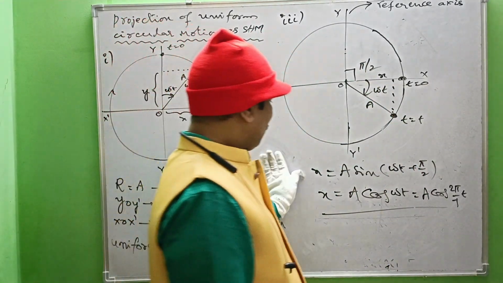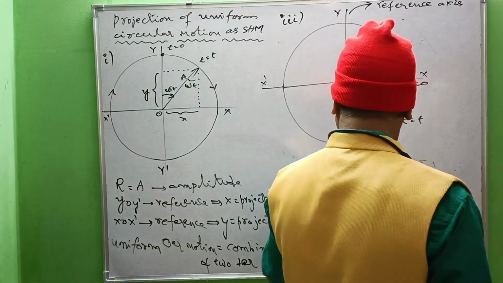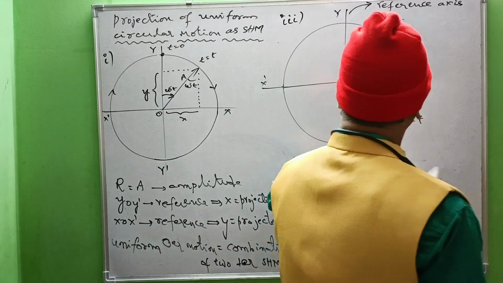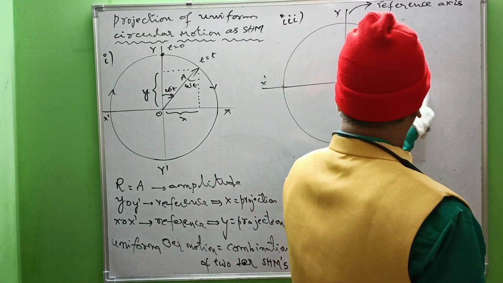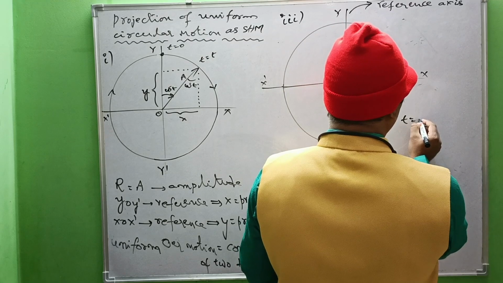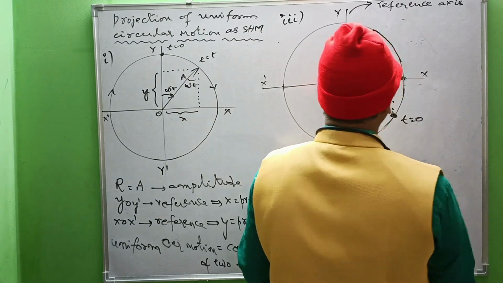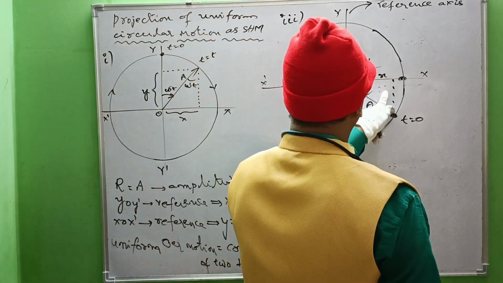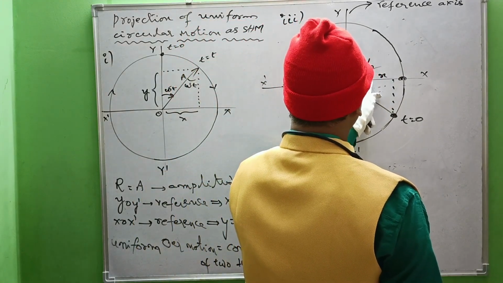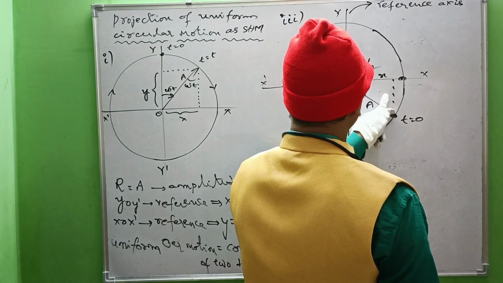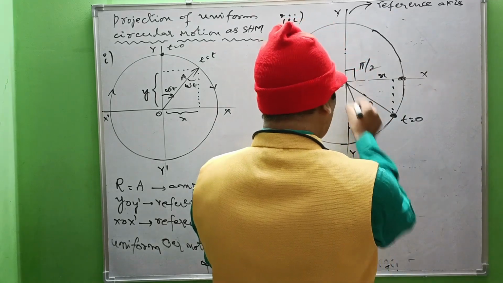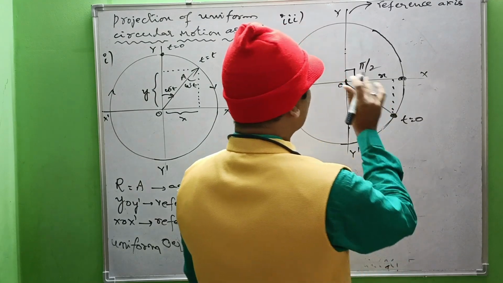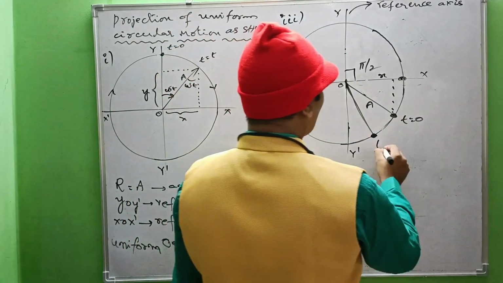Okay. Now the fourth situation. What is the fourth situation here? Suppose this is the initial position of the particle at t equal to 0, for example. Okay. Now at some other instant t, let this position be the position of the particle. Now this is at t equal to t.